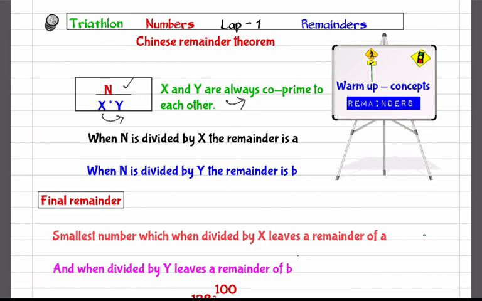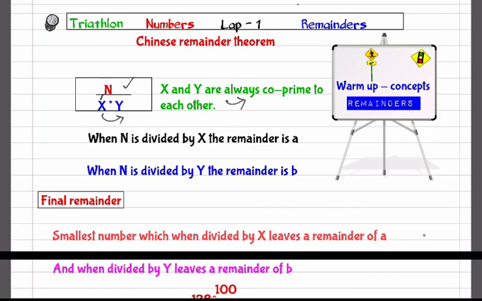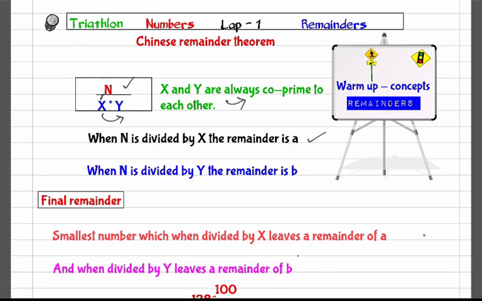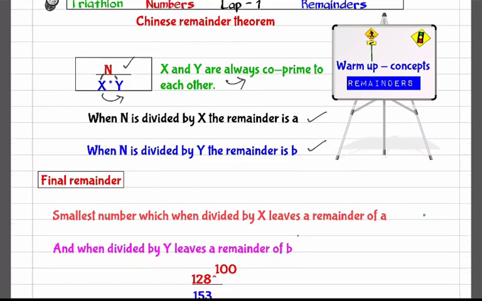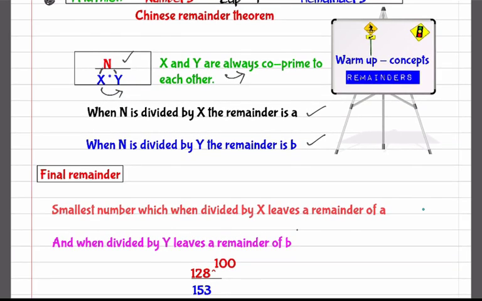When n is divided by x, the remainder which we get is a. When n is divided by y, we get a remainder which is say b. Okay, then what is the remainder for the entire expression? This is nothing but the smallest number which when divided by x gives the remainder of a, and when divided by y gives the remainder of b. Okay, looks quite theoretical. So let's apply this in a problem.